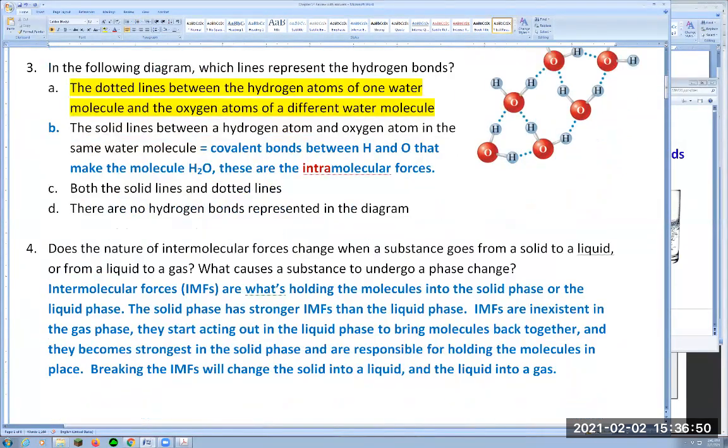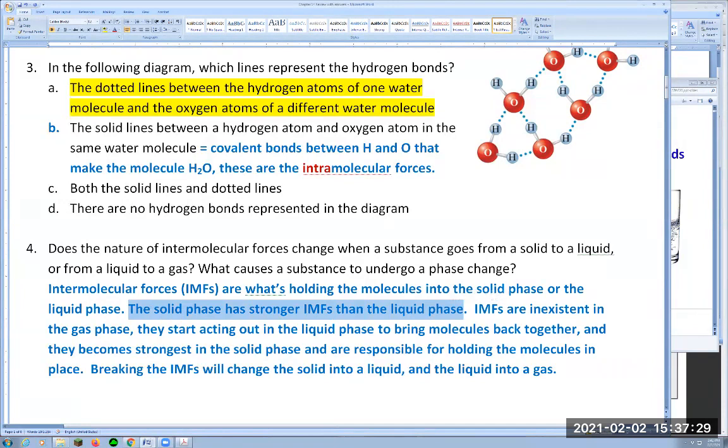So intermolecular forces are what's holding the molecules into the solid phase. It's what will hold, for example, the water into the ice phase, or the water molecules into the liquid phase. So you need those forces. That's what will determine the physical state of your substance at a given temperature. And the stronger the intermolecular attractive forces, the more chances you have a solid. So the solid phase has stronger intermolecular attractive forces than the liquid phase.